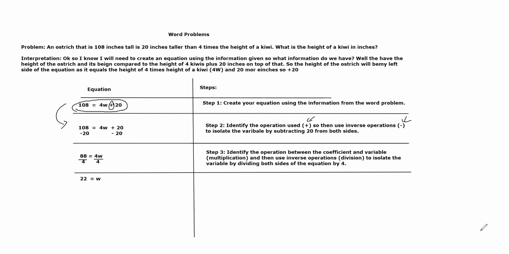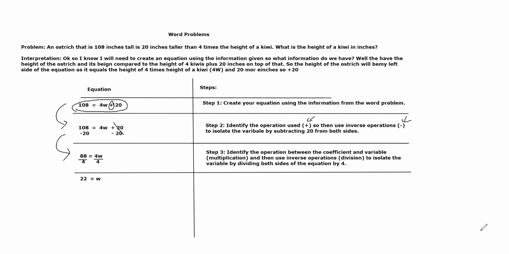I need to subtract 20, but I need to subtract 20 from both sides in order to finish isolating the variable, right? The variable in this case is 4W, right? So I'm going to subtract 20 from both sides. Now, remember, if I subtract 20 from the right side, the 20 is canceled out, and that leaves 4W by itself on the right side of the equation, which is good. That's what I wanted. But I have 108 minus 20 now. So I'm just going to have to subtract that. So 108 minus 20, right, is equal to 88. So now we're down here. So now we have 88 is equal to 4W.